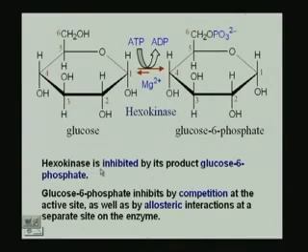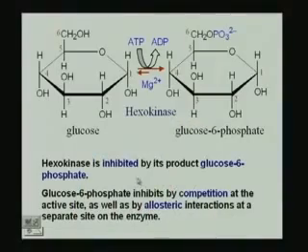Here, that is exactly what I was saying. Hexokinase is inhibited by its product glucose 6-phosphate, and the way it inhibits hexokinase is by competition at the active site as well as by allosteric interactions at a separate site on the enzyme. What does that mean? It means that it will change the active site conformation to such an extent that it will not be able to bind the substrate glucose. And remember, I showed you a rough cartoon of hexokinase, which has an induced fit as soon as glucose comes into the picture, right?